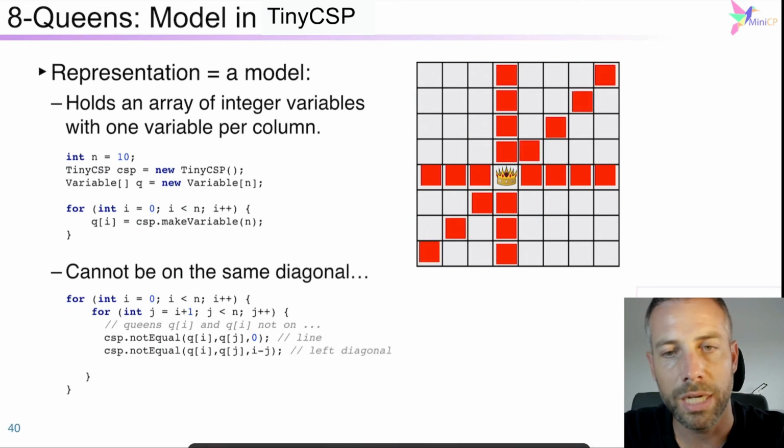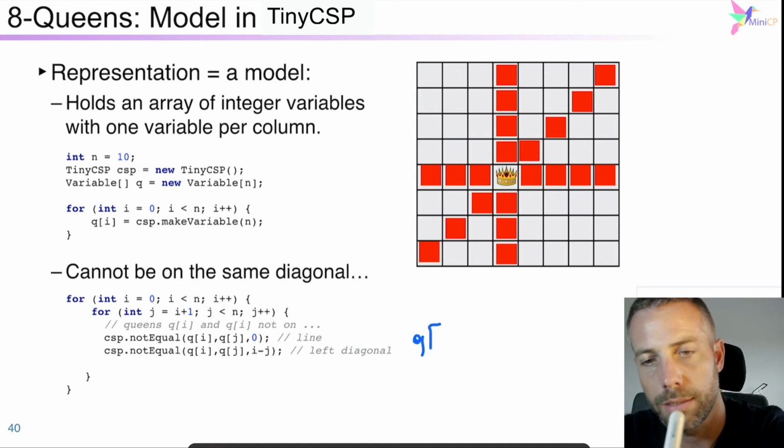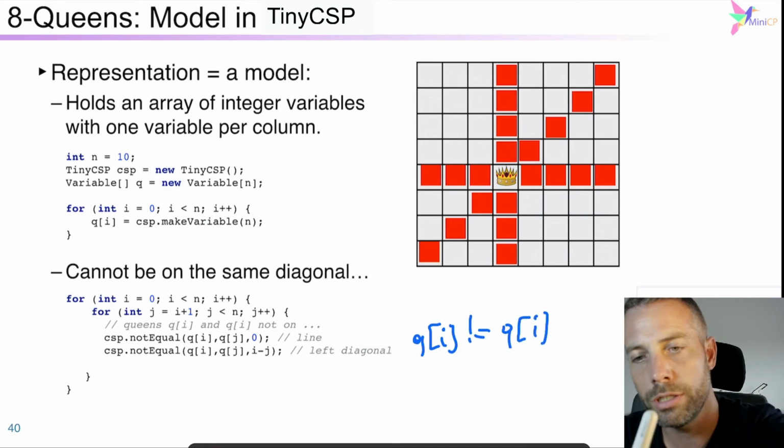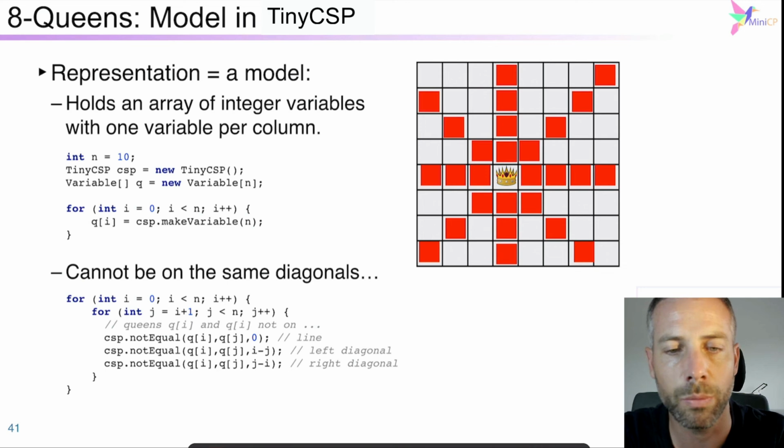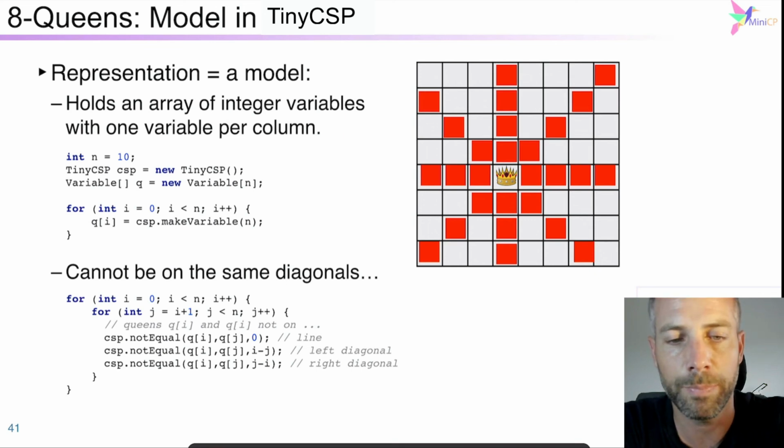Then we have the one that states that they cannot be on the same left diagonal, and so we say that q of i is different from q of j plus some value that is equal to i minus j. That's for the left diagonal. And I also need to add the constraint to the model to say that I want to prevent two queens from being on the same right diagonal. So that's this constraint that is represented here in red. And that's it. We have a very nice model for the NQueens problem.